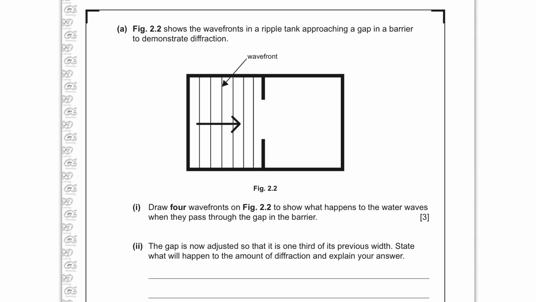Part A, figure 2.2 shows the wavefronts in a ripple tank approaching a gap in a barrier to demonstrate diffraction. Draw 4 wavefronts to show what happens to the water waves as they pass through the gap in the barrier. So there's things that we need to be consistent about. For example, the wavelength shouldn't change. We've got a gap here that is bigger than the wavelength. So there's certain features that we should show.